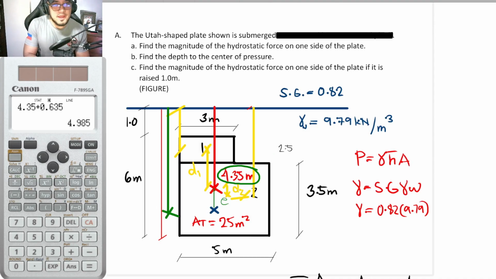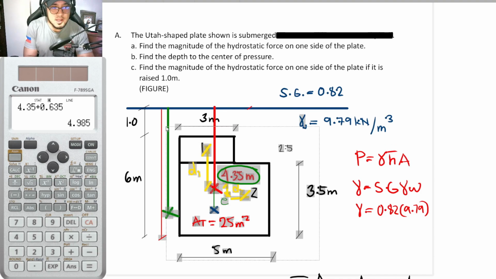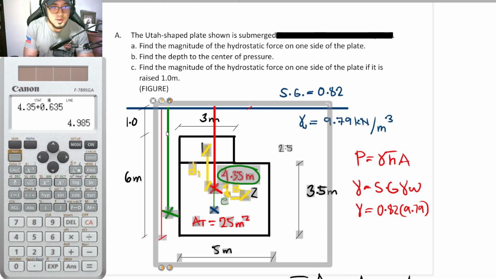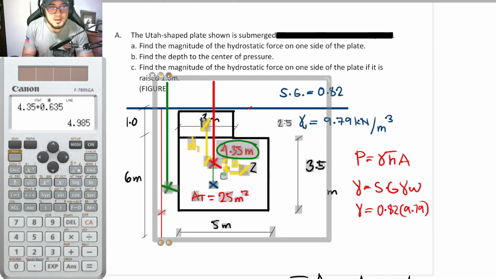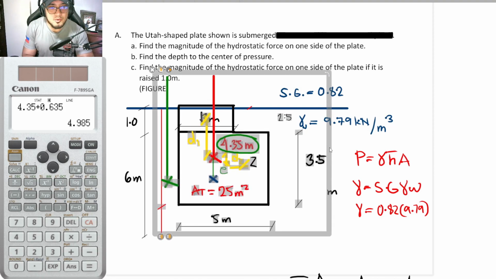Okay, so lastly, find the magnitude of the hydrostatic force on one side of the plate if it is raised 1 meter. Okay, so this problem, this requirement is very simple. So what we would be doing here is that we would just be raising the whole plate by 1 meter. So since it was submerged by 1 meter, so ang gagawin po natin dyan, move po natin lahat pataas. So this is now what would happen. So, tataas lang po siya ng ganyan.